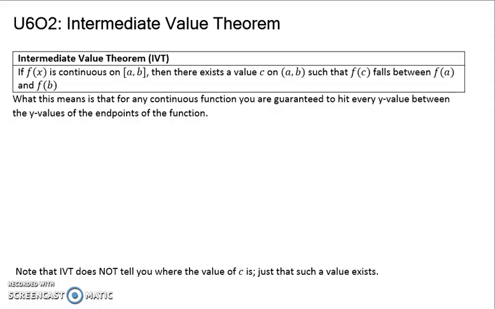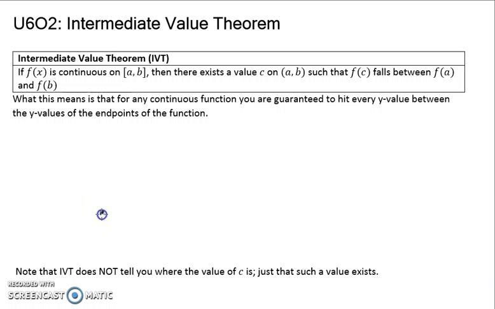theorem. What the intermediate value theorem says is that if f is continuous on the closed interval a to b, then there exists a value c on the open interval a to b, such that f of c falls between f of a and f of b. In normal everyday language, that means for any continuous function, you're guaranteed to hit every y value between the y values of the endpoints of the function.